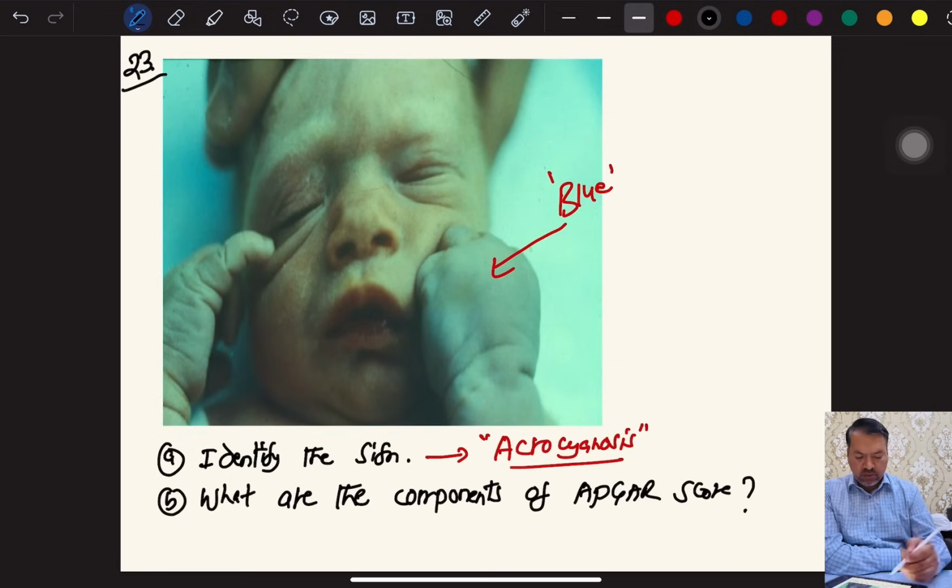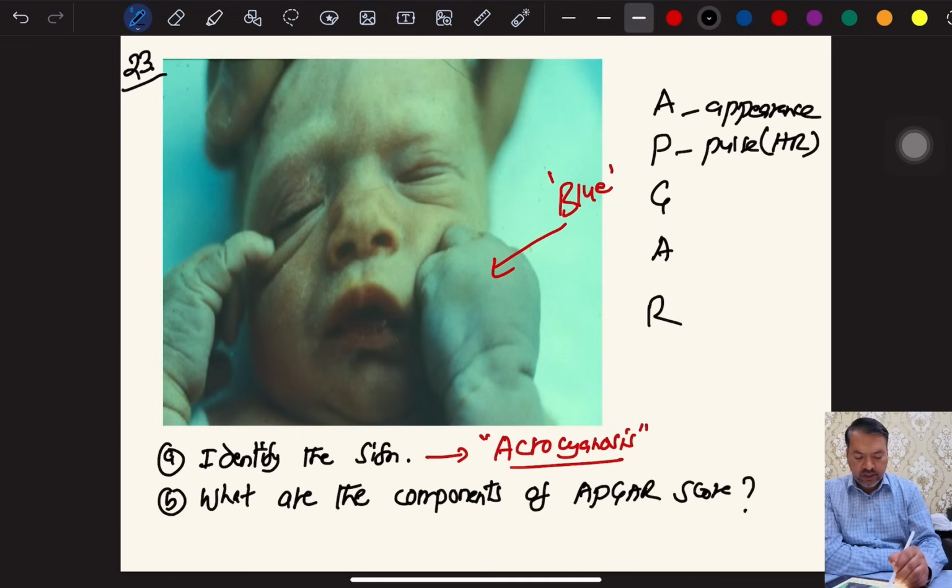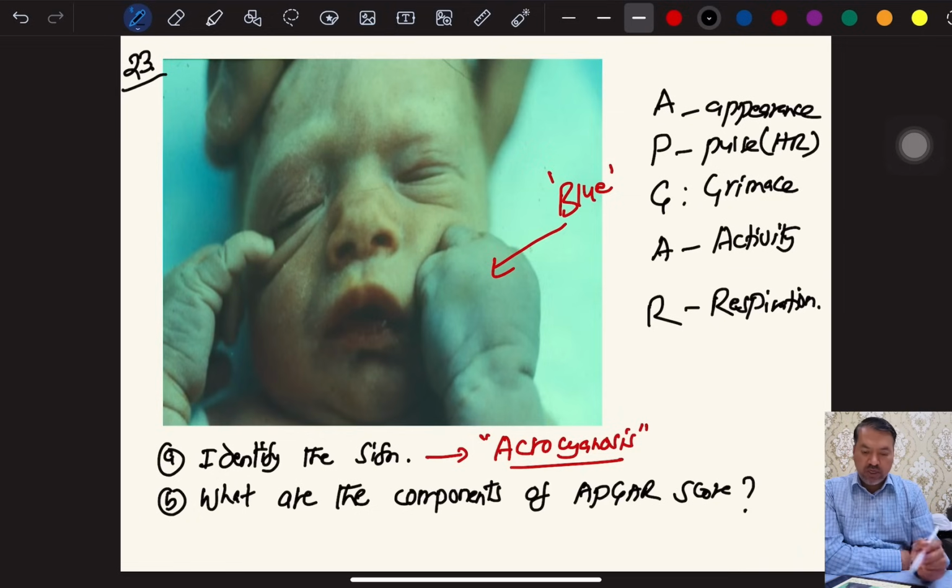So what are the components of the Apgar score now? A, P, G, A, R. A for appearance. P is pulse. Pulse is known by heart rate. G is for grimace. A for activity. And R for respiratory effort or respiration. It is not respiratory rate, okay? It is respiratory effort.